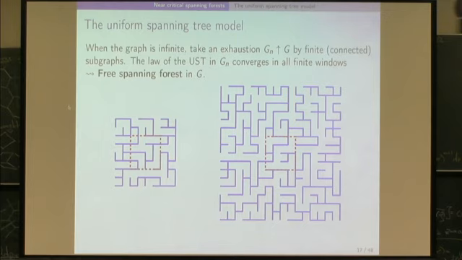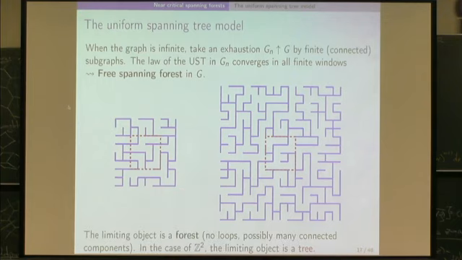So here I represented what's happening for a finite box of Z2 and when you increase the box. And you see that it's called a forest here because the limiting object has indeed no loops by definition, but it can have many connected components. But for the case of Z2 that we will consider today, the limiting object is indeed a tree.